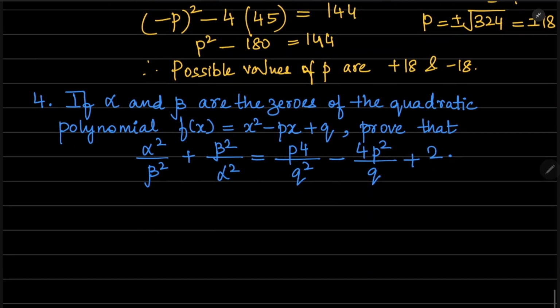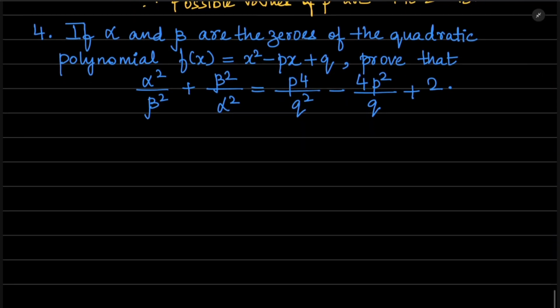Let's do the last question of the day. If alpha and beta are the zeros of the quadratic polynomial f of x, the minute you get your polynomial, immediately find out the sum of the zeros and the product of the zeros. You have to prove some expression, LHS equal to RHS.